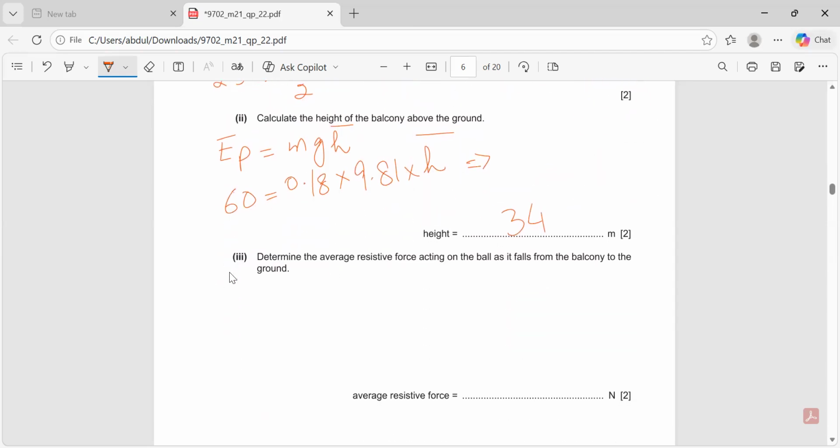But the next question now, I need to explain. And now see, determine the average resistive force acting on the ball as it falls from the balcony to the ground. Now, average resistive force.